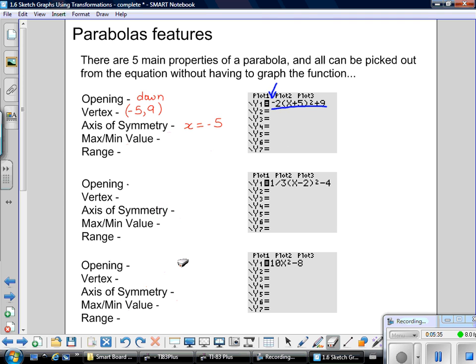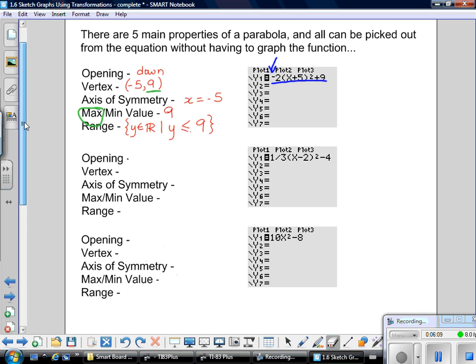Because the parabola opens down, I know that it has a maximum value, and that maximum value is always going to be the y value of the vertex. So in this case, the y value is 9, and the range means it's going to be at 9, and because I'm opening down, everything has to be less than 9. Okay, so y has to be less than 9. Now we have to go y is the set of real numbers such that y is less than or equal to 9.